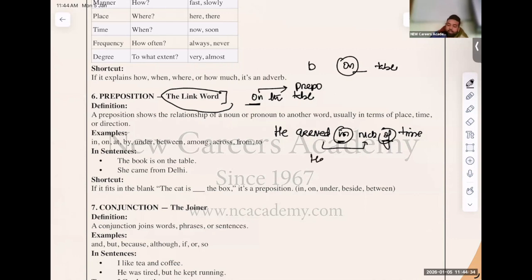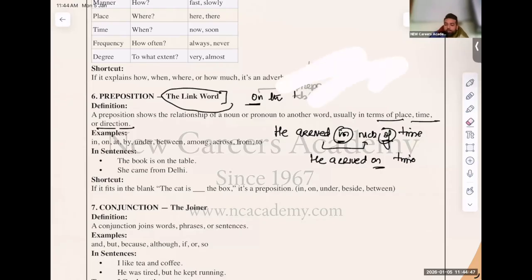If I said he arrived on time, we are connecting usually in terms of place, time, or direction. Okay, very simple question. Let's say, what's the difference between at versus in?